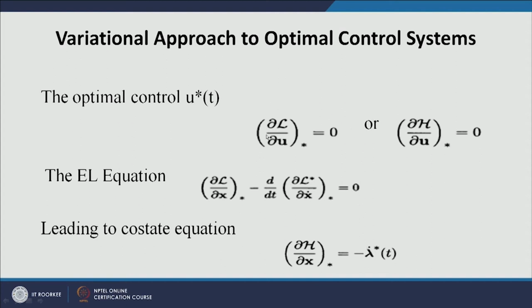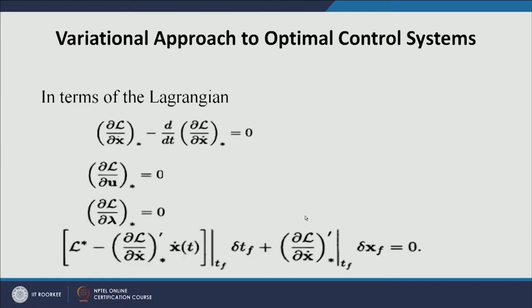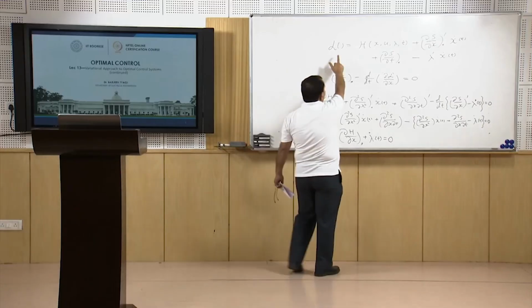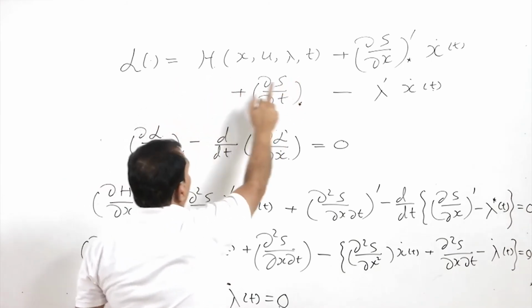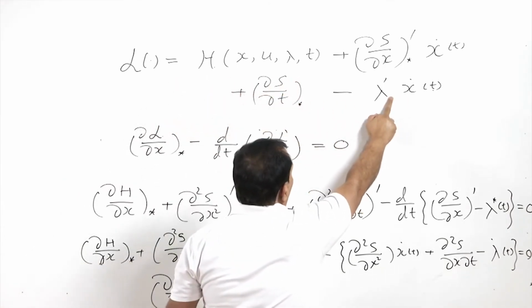So, my first equation was ∂L/∂u equal to 0, which leads to ∂h/∂u equal to 0. Second equation, the EL equation, ∂L/∂x minus d/dt ∂L/∂ẋ equal to 0, leads to ∂h/∂x equal to minus λ̇(t). So, in these 4 equations, these 2 we have seen. For ∂L/∂λ, my h is a function of λ, and this ẋ is also a function of λ.